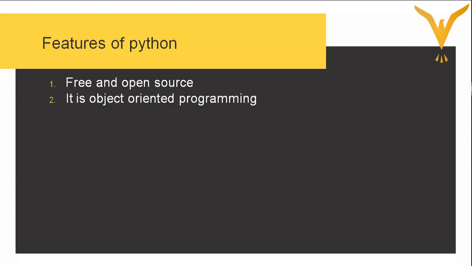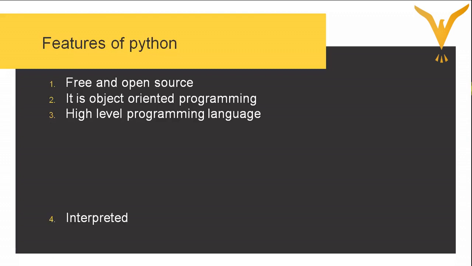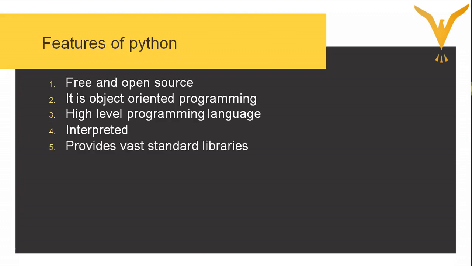Now it is an object oriented programming language, which is nothing but it supports all the object oriented terminologies. It is a high level programming language. That means it will be easy for programmers to write Python programs. It is interpreted. That means it uses an interpreter for translation. Then it provides vast standard libraries. Now what do you mean by standard libraries?